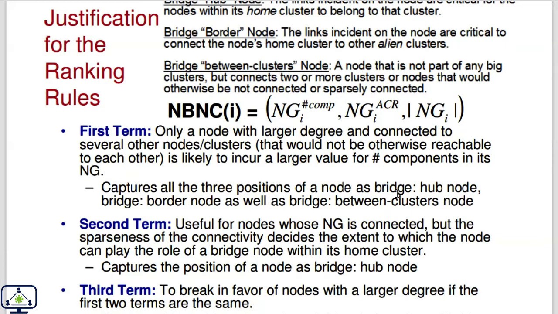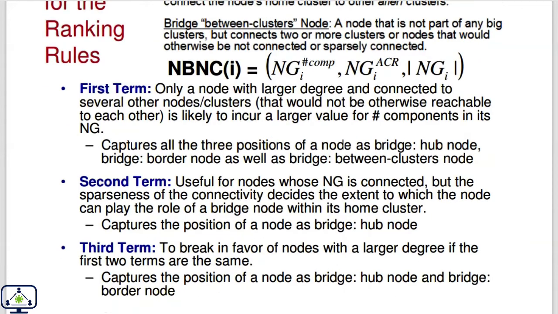And if there's a tie, then we go to the second term, which is the algebraic connectivity ratio. That captures the extent to which it bridges the sparseness within the cluster, like a hub node. And the third term: if a node has a larger degree, it brings together its neighbors. Nodes having a larger number of components and a lower connectivity ratio are more likely to also have a larger degree, so they are related to each other.